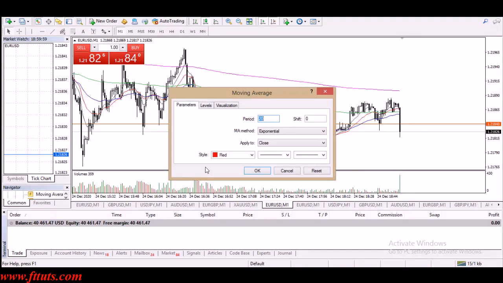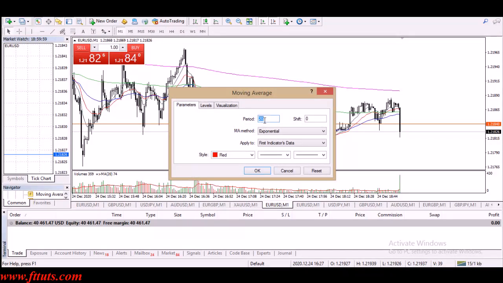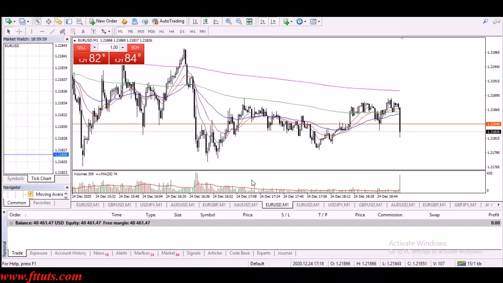And I'm glad that I made it here, so if it happens with you, now you know how to fix it immediately. Okay, so 20 exponential red, and apply to first indicator's data. Otherwise it will be applied to the main chart. Okay, and that's it. Now EMA 20 is on your volume. If you click on it, you will see 20 exponential, first indicator data and red. Okay, so you have to choose first indicator data. If you forgot, just repeat it immediately.